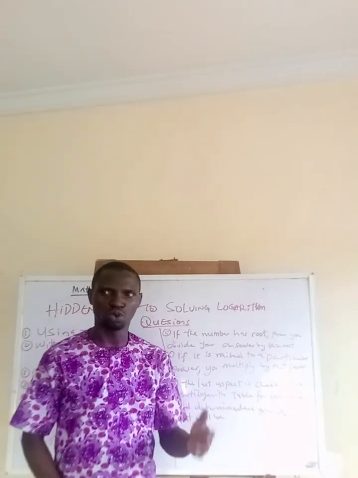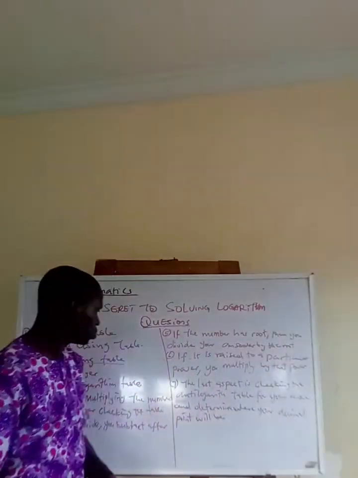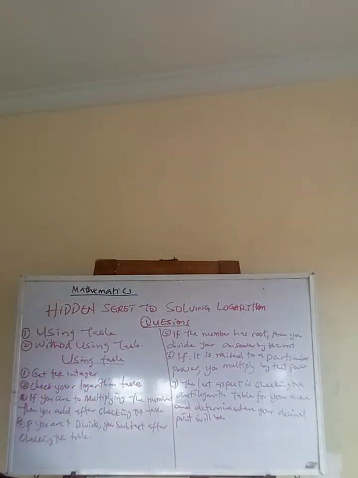Difference 4. 12 under 1, difference 4. That is how to check your table. Then the next thing is, if you are multiplying the numbers, then you add after checking the table.